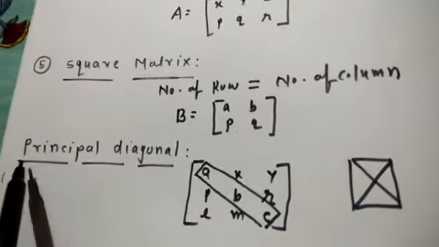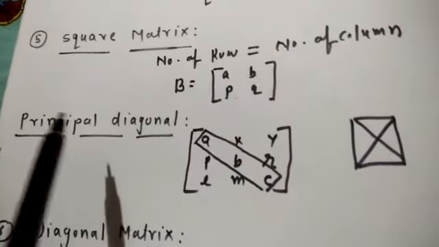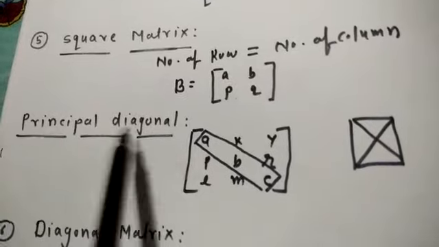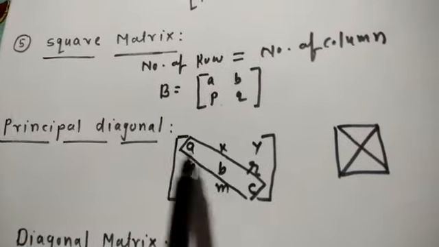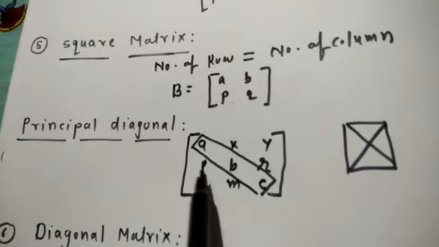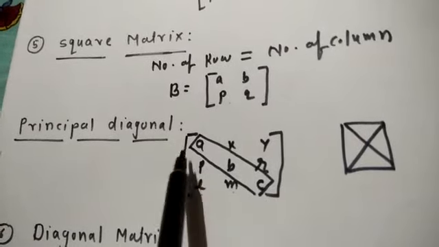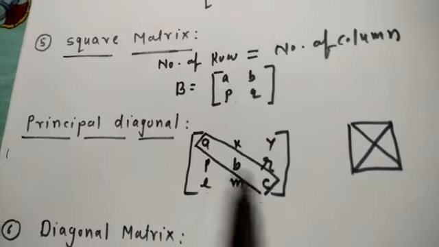Now I am going to explain principal diagonal. Principal diagonal is not a type of matrix, but it is necessary to understand for the upcoming types. I have written a matrix. In this matrix, A, X, Y, P, B, R, L, M, C, there are 9 elements. I have marked A, B, C. This is known as the principal diagonal.